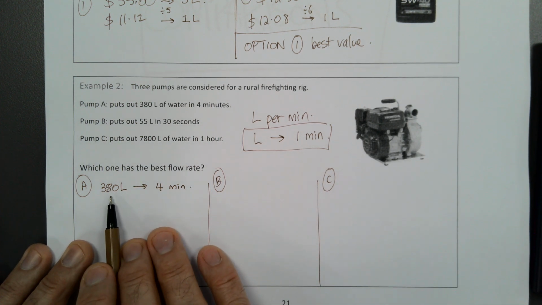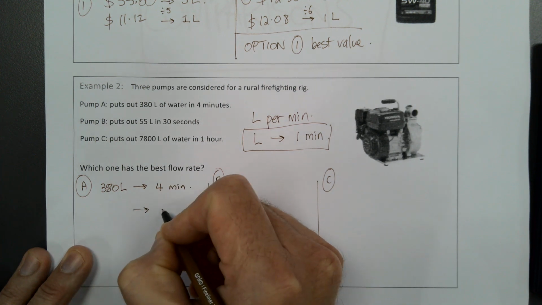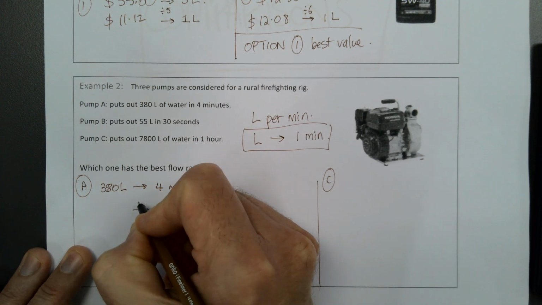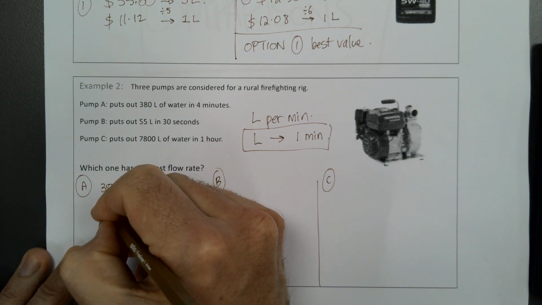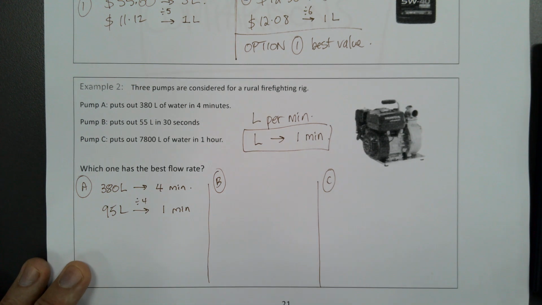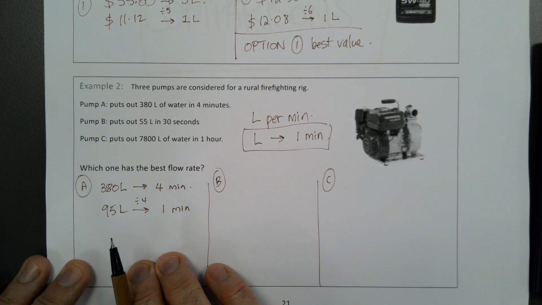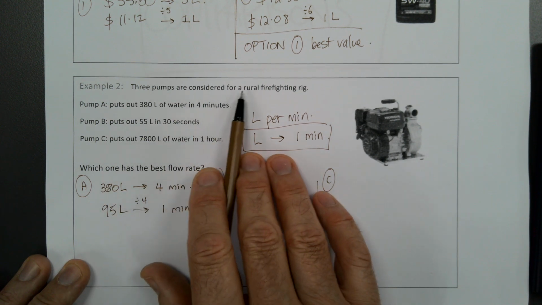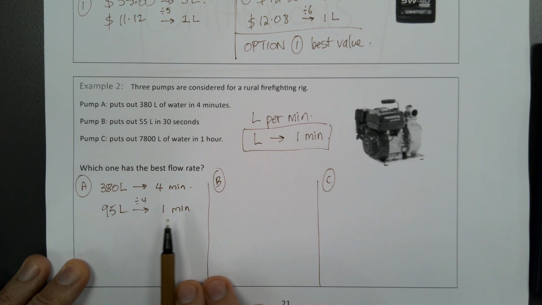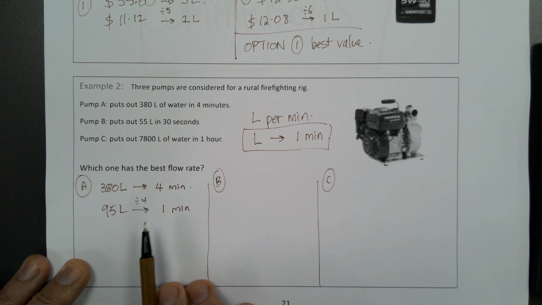If you wanted to get it litres per hour, because you've already got this one in per hour, cool, they'll still do the same job, full marks. There's more than one way to do this one, but I'm going to look for litres per minute. So 380 litres happens in 4 minutes. I want 1 minute, so I divide by 4. 380 divided by 4 is 95. Now, this pump A is going to put out 95 litres of water in every minute.